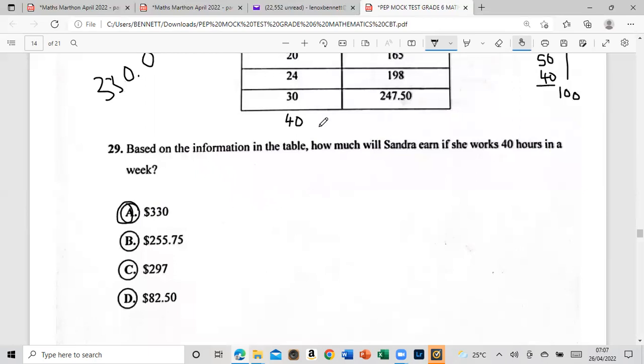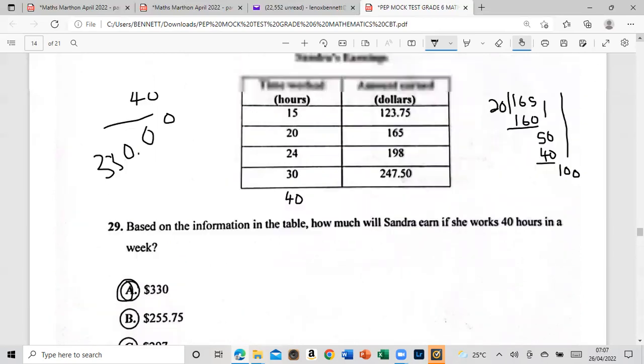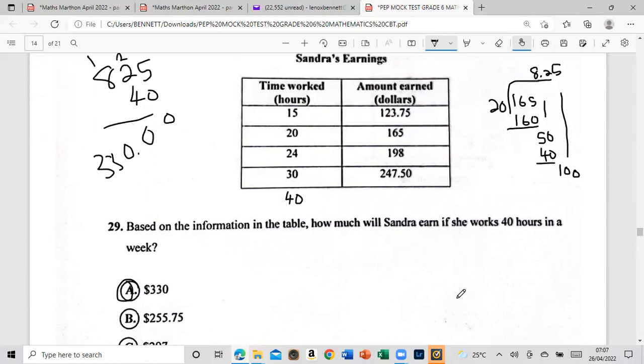Remember, I've worked it out. I'll put the number in. 255. Oh, the 297. There's no way to put this one near, right? But look at the difference. Let's see if we could do that. Look at the difference between them. All right, we're done with that.